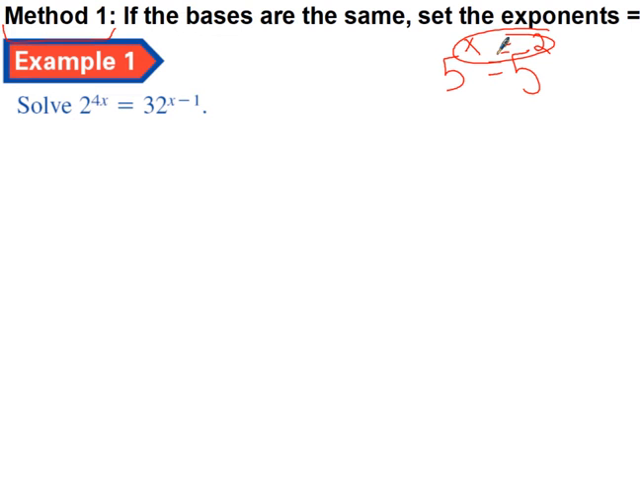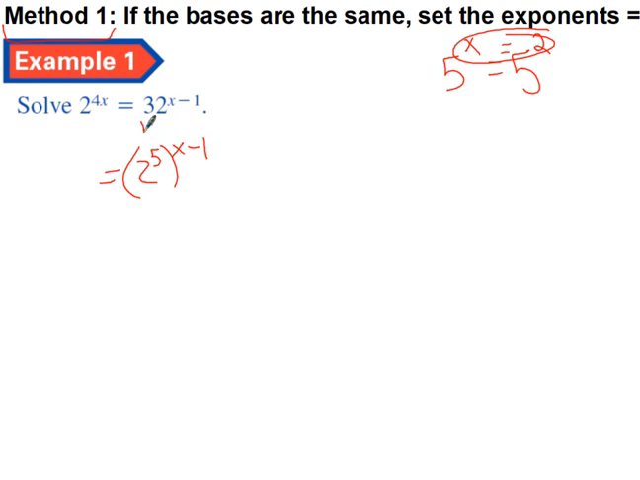So I've got 2 to the 4x power, but 32 isn't written as 2 to some power. So I've got to figure out, all right, 32, what is that? That's going to be 2 to the, let's see, to the third is 8 times 4, so 2 to the, I believe, 5th.